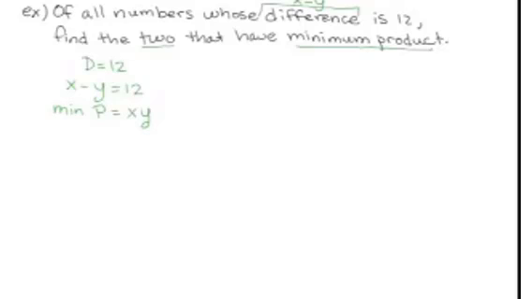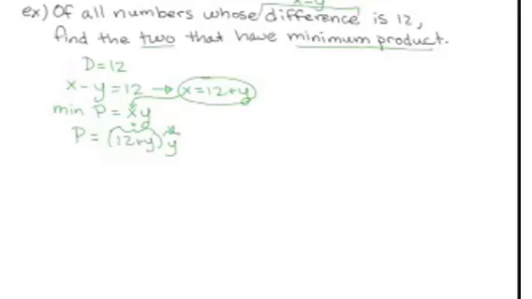So what we can do is rewrite this first equation, X minus Y equals 12, and solve it either for X or Y, and then plug that into our product formula. Because it's easier to solve for X, I'll solve for X. Adding Y to both sides, we have X equals 12 plus Y. Now we can plug that into our product equation. Instead of X, we'll plug in 12 plus Y. So our product is going to be 12 plus Y times Y, where the first factor is X and the second one is Y.